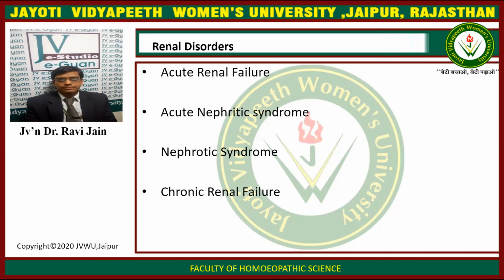So there is acute renal failure. Renal failure is when the kidney doesn't function properly. Acute. There is nephritic syndrome. There is nephrotic syndrome. In glomerulonephritis, I have discussed both of these things together. There was a great spectrum of symptoms that were given between the nephritic and the nephrotic syndrome.